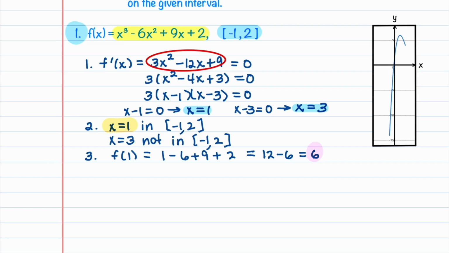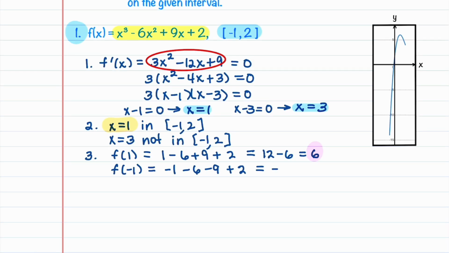Now we need to find our function at each endpoint. So let's compute f at -1. Looking back up to the yellow highlight, we have -1 cubed, so that's -1. And then we have -6, -9, plus 2. We have -10 and -6, so that's -16, plus 2 gives us -14. That's a number that we have to compare.